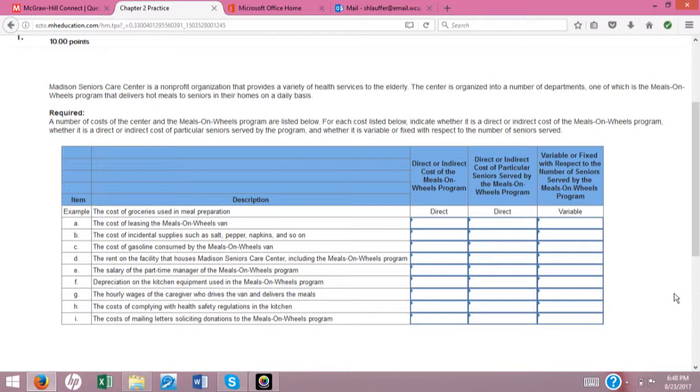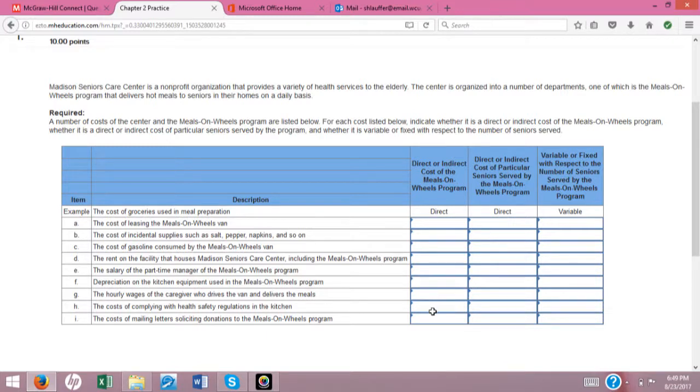If I was doing this problem, I would set up a spreadsheet that looks like my screen and list out A, B, C, D through I, and you don't have to type all of those items in. You can just put the letter and I'll know what you're talking about, unless you just want to type them in. And then you'll have 3 columns. We're looking at identifying what are direct or indirect costs of the Meals on Wheels program, what are direct or indirect costs of particular seniors served by that Meals on Wheels program, and then deciding whether those costs are variable or fixed. So just a couple of tips.